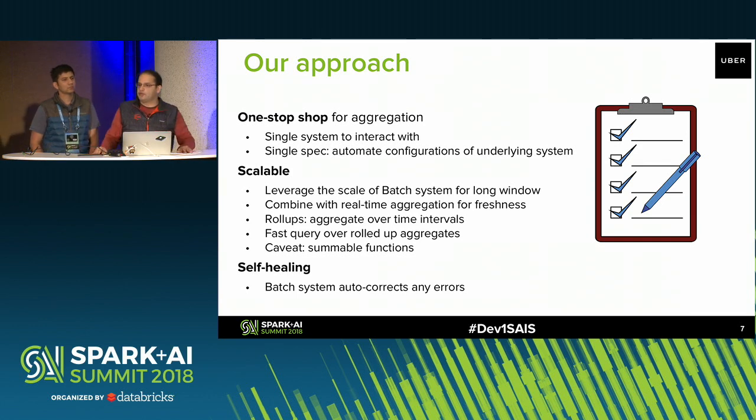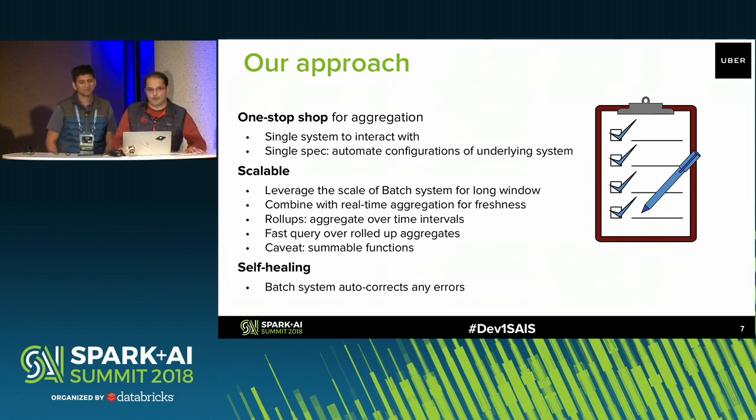is essentially using the batch system. So our batch system is continuously run in the background, which means that any errors that accrue in the real-time world, the batch system automatically heals within a few hours. So it is able to automatically correct any aggregations in a few hours. So that is how we achieve the self-healing of the system. With that, I'm going to turn it over to Pulkit, who's going to dive deeper into the architecture.